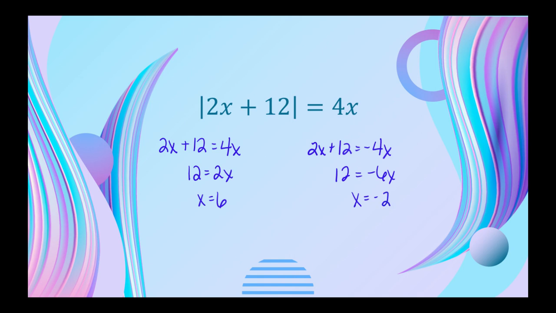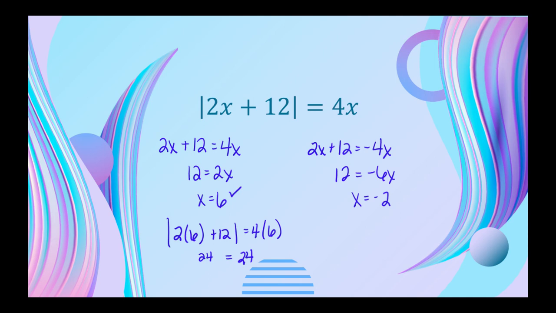Now, if I put these back in to check, let's start with 6. So I'm going to say the absolute value of 2 times 6 plus 12 should equal 4 times 6. Well, 2 times 6 is 12, and 12 plus 12 is 24. And the absolute value of 24 is 24. And 4 times 6 is 24. So that's valid. 6 makes that a true statement.